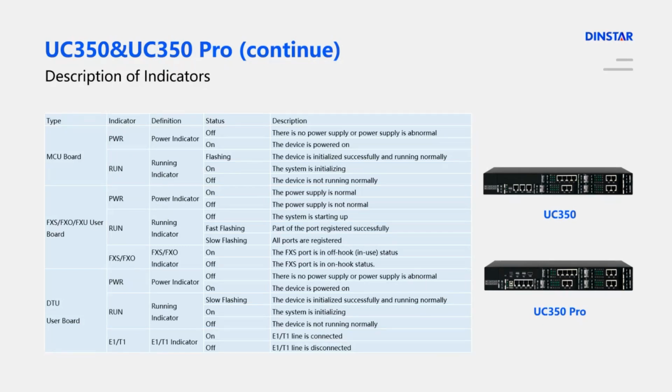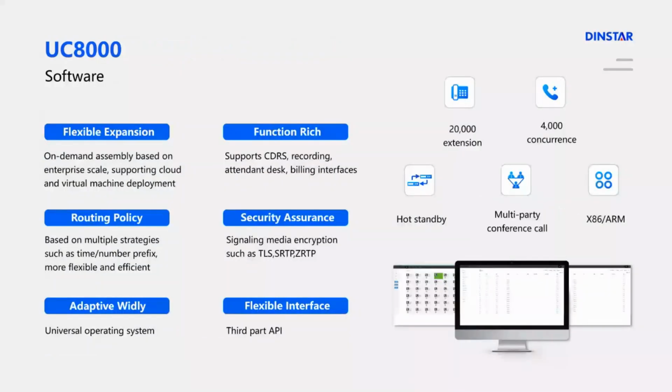Yeah, and about our UC8000, it's a software-based IPBX built for large organizations. It supports up to 20,000 extensions and 4,000 concurrent calls. It's perfect for multi-branch enterprises, and you can deploy it on premise in virtual machines or the cloud, and expand the features on demand based on your business size. And also with rich features like hot standby, multi-party conferencing, and third-party API integration for custom workflow.